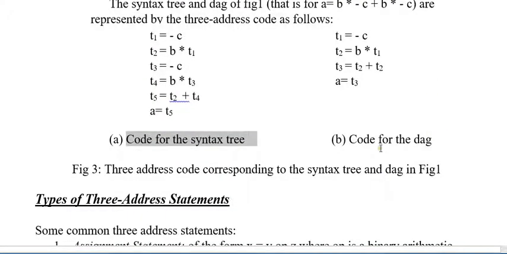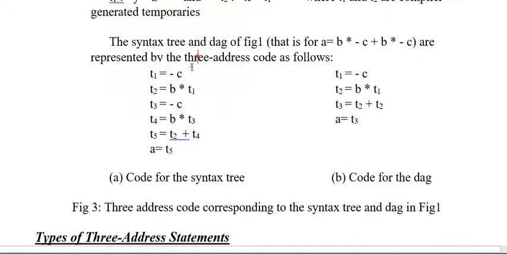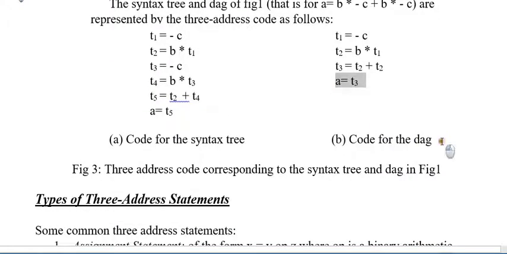Now we need to generate a DAG. We have already seen that DAG is the short form of directed acyclic graph of the syntax tree. Here T3 and T1 are doing the same function, so we can use only T1 equals minus C. Then T2 equals B into T1. Then T3 equals T2 plus T2, because this is T2 and this is also T2. So T2 plus T2 equals T3. Then we move T3 to A, which is the DAG code.